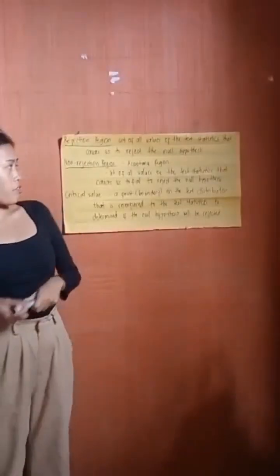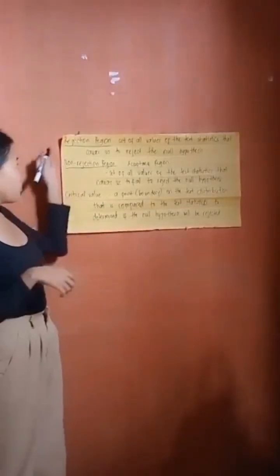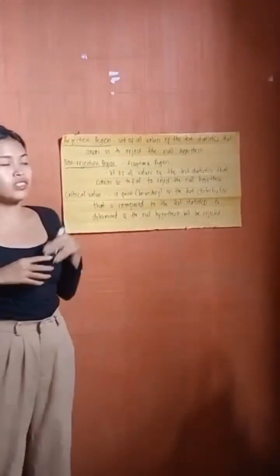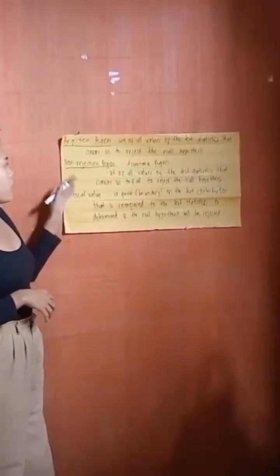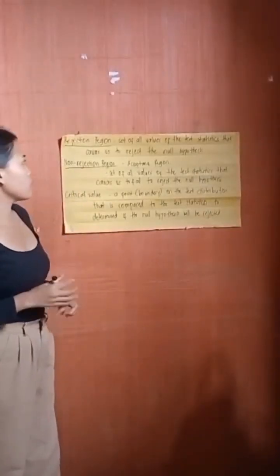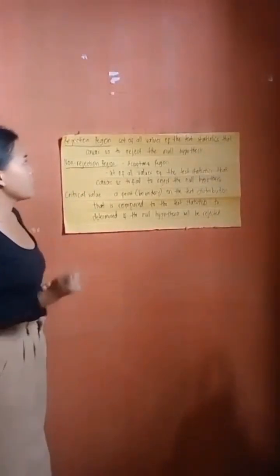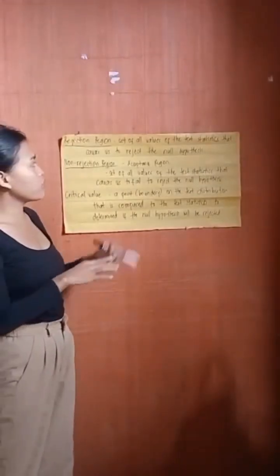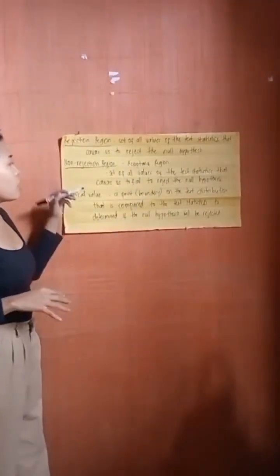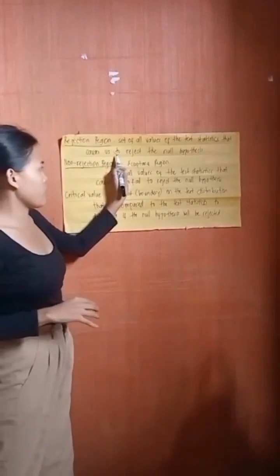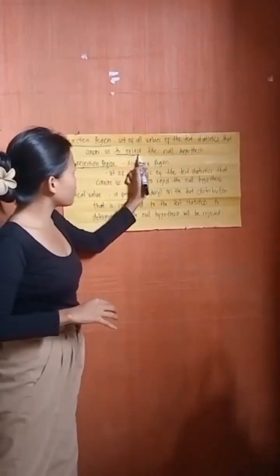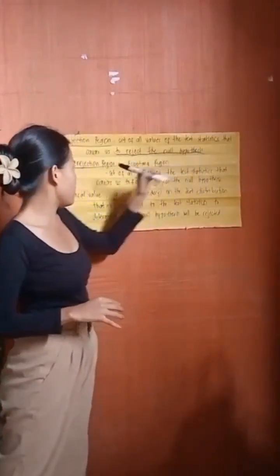Good afternoon everyone, I am Elgin, and today I will be discussing about the rejection region of a normal curve. So first, let us define what is rejection region. It is a set of all values of the test statistic that causes us to reject the null hypothesis.